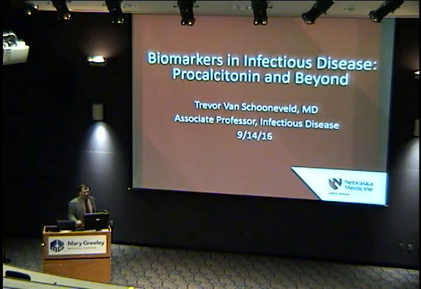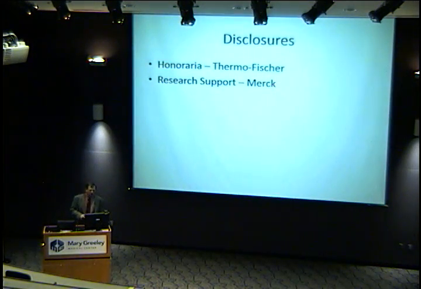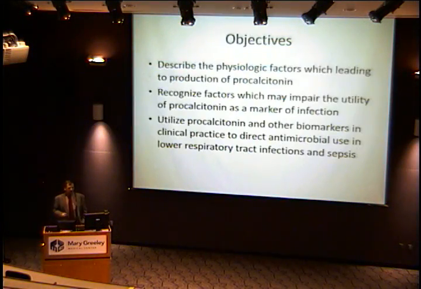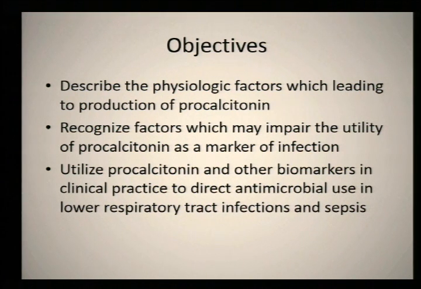So I got asked to talk about biomarkers in infectious disease, particularly about procalcitonin. I understand you guys have procalcitonin, and we're going to talk about how we use some of these biomarkers. These are the objectives. Hopefully you will understand what procalcitonin is and what it does, some things that can impair its utility, and then how to utilize it and other biomarkers in your practice. Because really what we're looking for is how do we improve patient care.